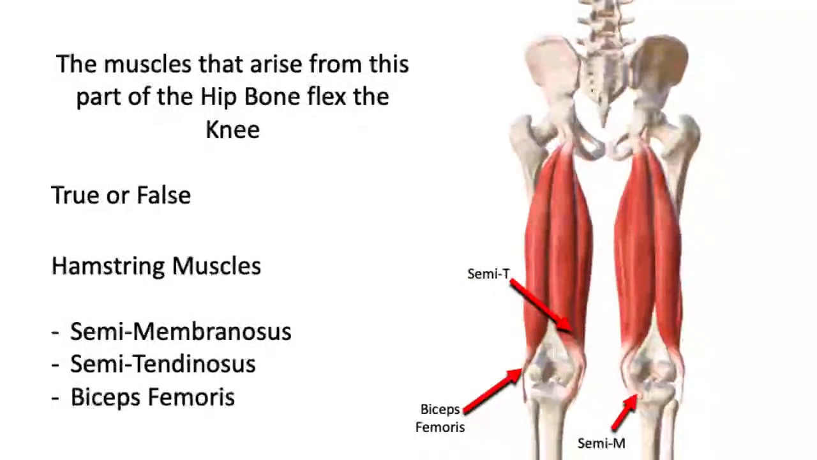The answer is true. They do. And it's the hamstring muscles that arise from the ischial tuberosities, which was that part of highlighted bone. And so the hamstring muscles, there are 3 of them: semimembranosus, semitendinosus, and biceps femoris.